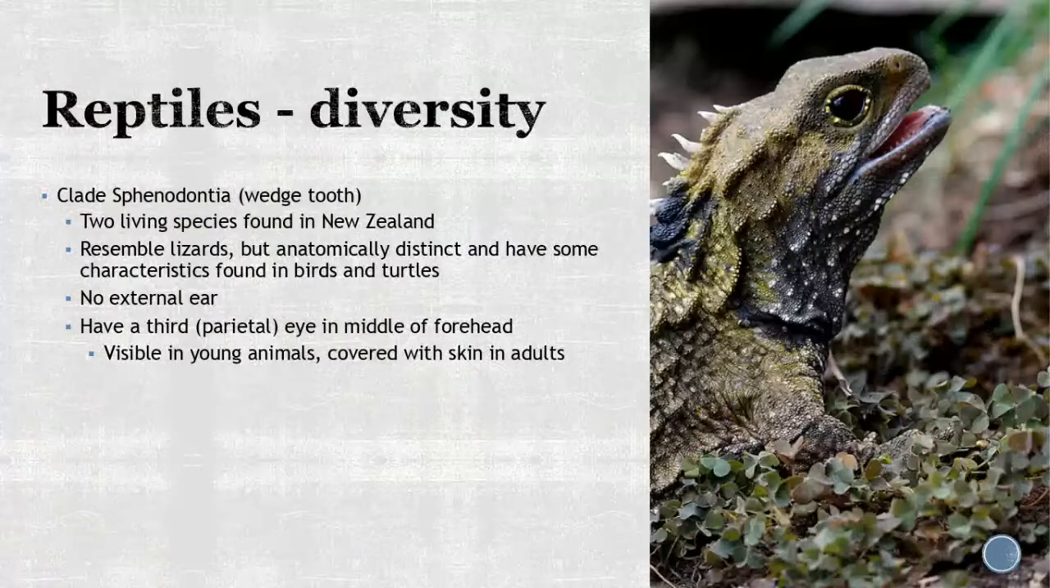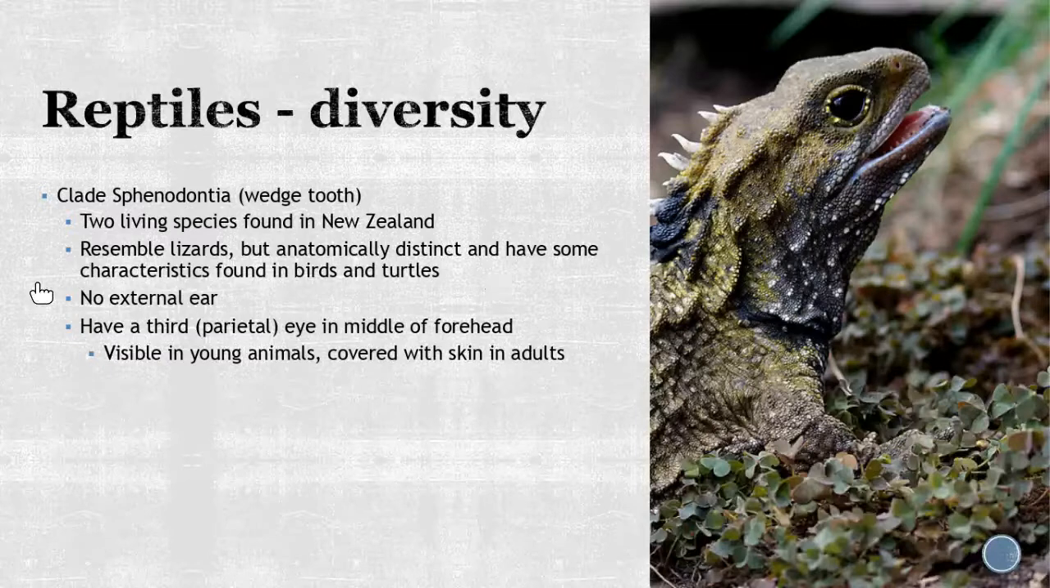Now next is the clade Sphenodontia, which are the wedge tooth, which is only 2 species and they're both found in New Zealand. But what's kind of unique about them? Now they do resemble lizards, but they are distinct and have some characteristics found in birds and turtles, so enough to where they get to be their own little group.